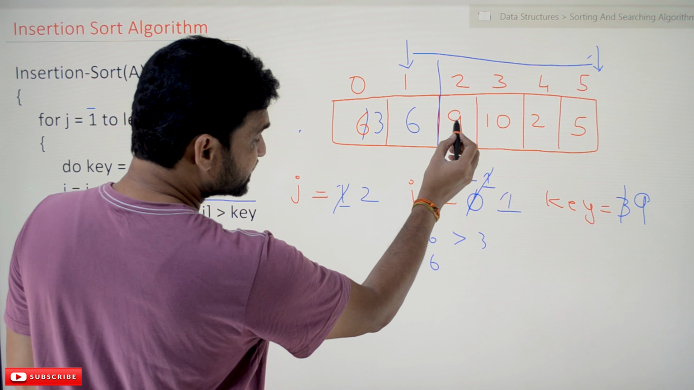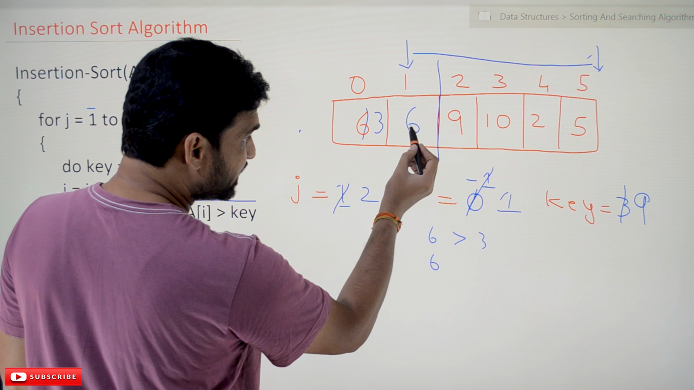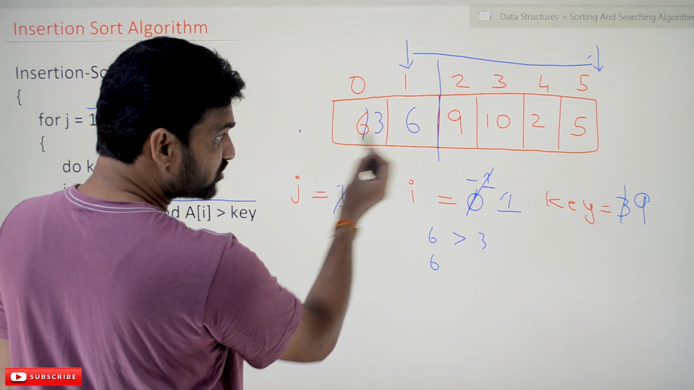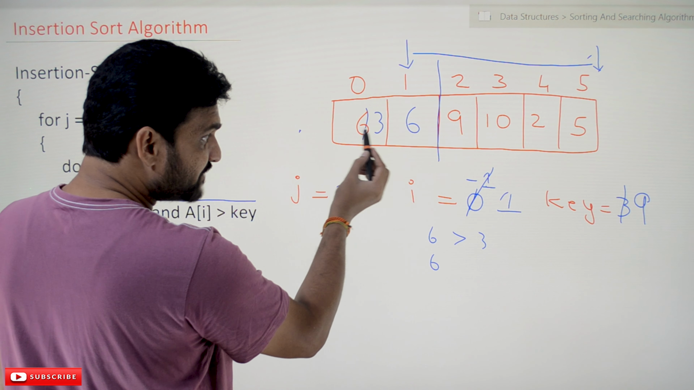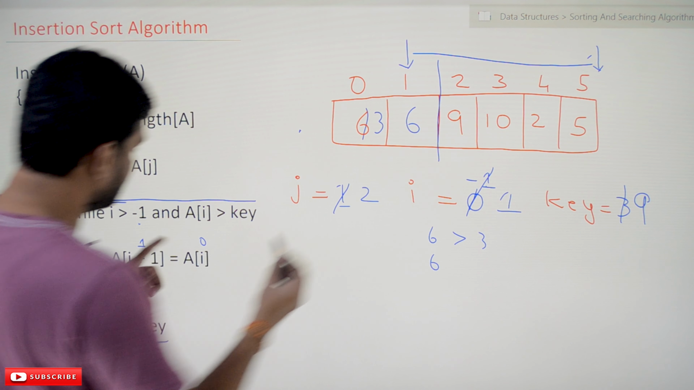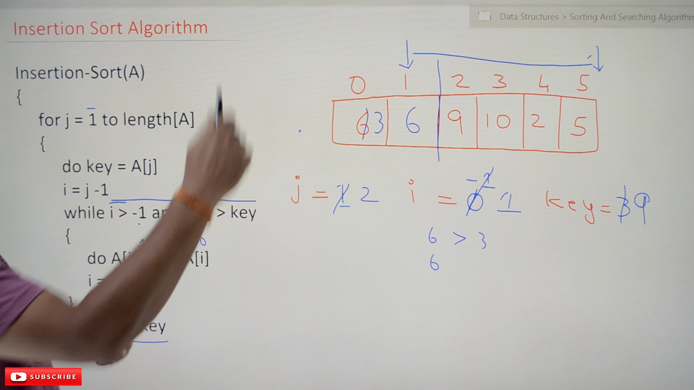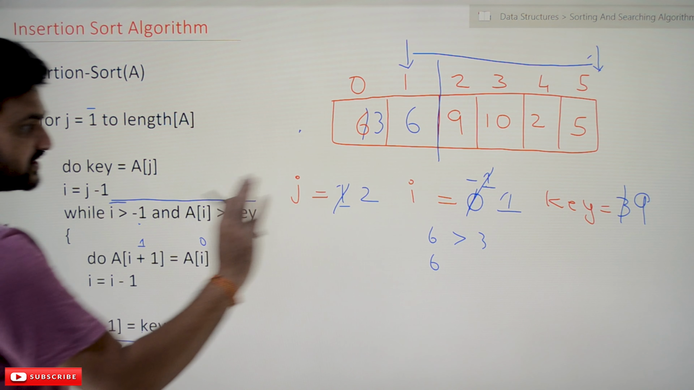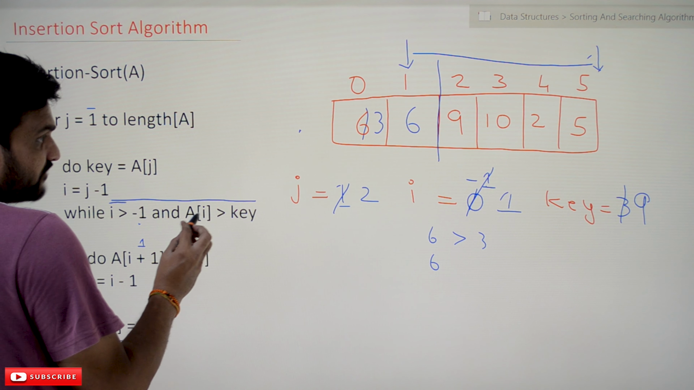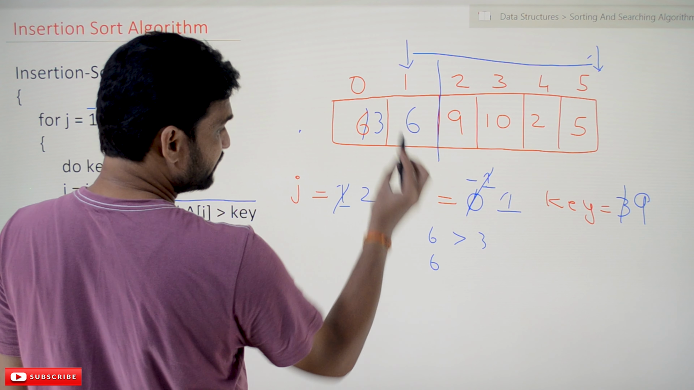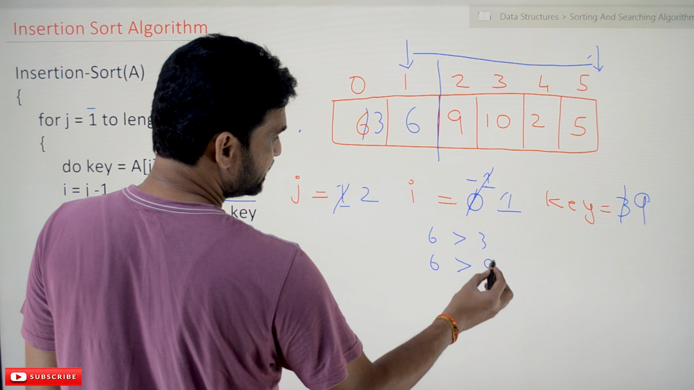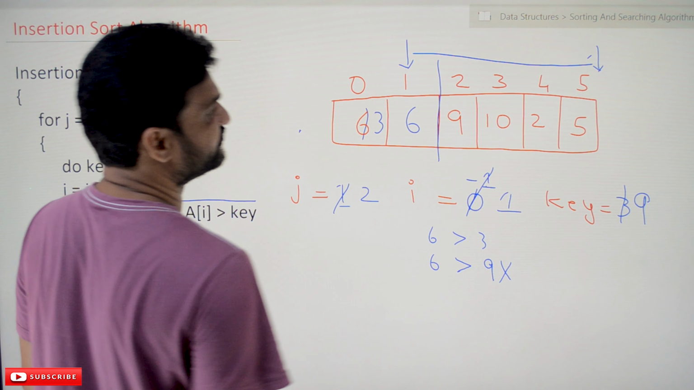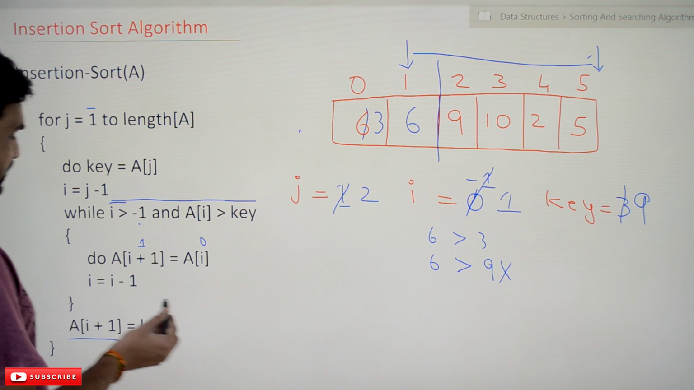So this is the key element. This key element has to be compared with the remaining sorted elements. As we compare it, if any of these conditions fails, there the element will get inserted. So we'll see all the conditions. Now A of I means A of 1. Is 6 greater than 9? No, it is not true. It is false.